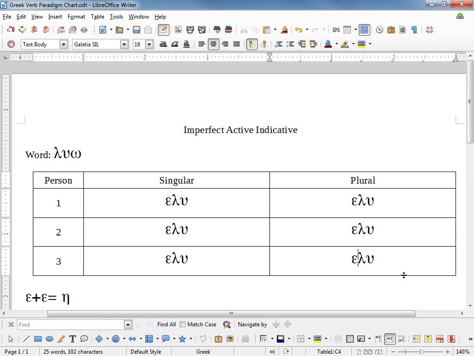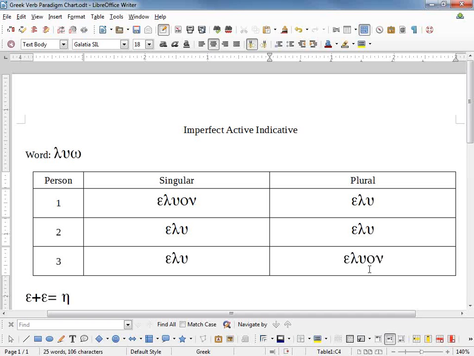All right. Once you do that, now I'll show you guys the endings. For the first person singular, it is omicron nu. Now, here's the thing. I'm not going to go in order as I usually do. I'm going to go to the third person plural, because it's kind of important to recognize this. Why? Because the third person plural is also omicron nu. So write down somewhere in your notes right now that in the imperfect active indicative tense, the first person singular is identical to the third person plural.